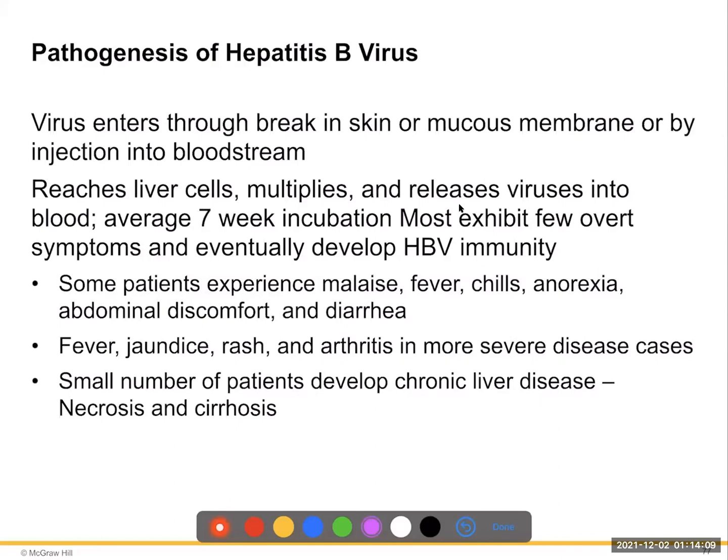Some patients experience malaise, fever, chills, anorexia, abdominal discomfort, and diarrhea. In the more severe cases you get fever, jaundice, rash, arthritis, and a small number develop chronic liver disease, necrosis of the liver or cirrhosis of the liver.